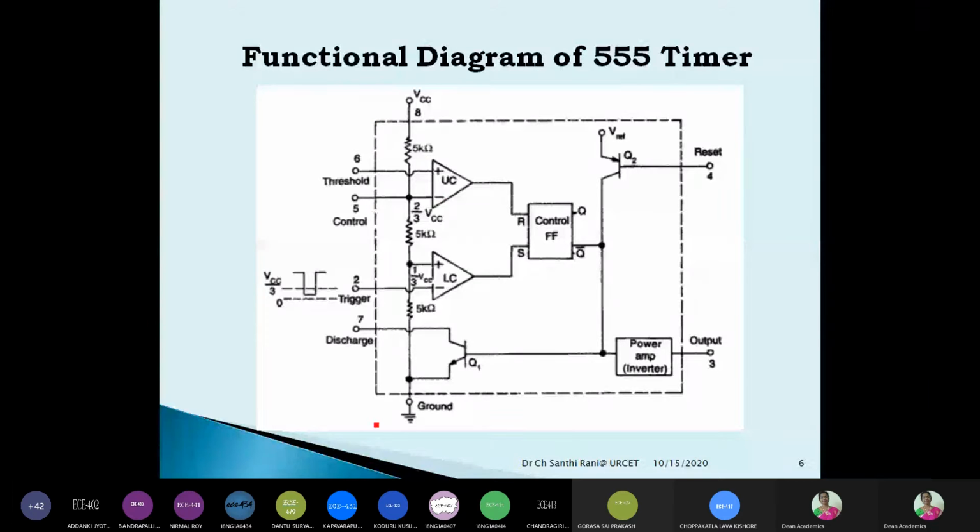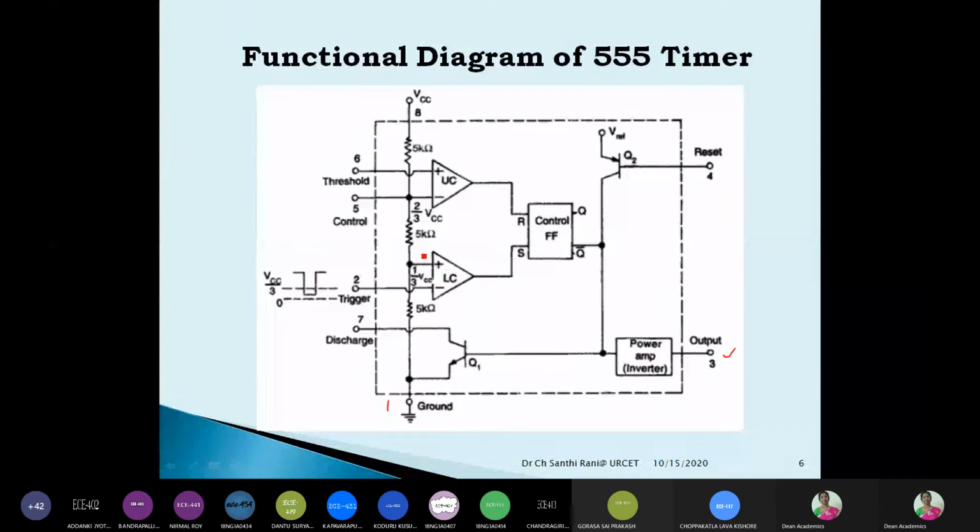First, let me show you these dotted lines. Inside the dotted lines is the internal circuit diagram. Outside the dotted lines, only pins are available. Now observe pin number 1. Pin number 1 is connected to ground. Then where is 2? Here. Pin 2 is trigger, and pin number 3 is here because it is taken as output. Pin number 4 is the reset pin, and pin number 5 is control voltage. Here you can apply control voltage.